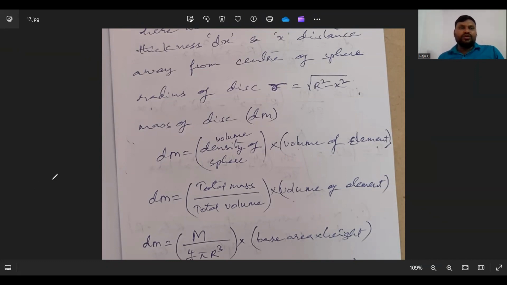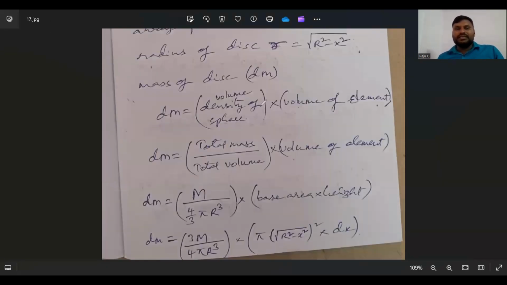To find the mass of the disk, we know that dm is equal to the volume density of the sphere multiplied with the volume of the element. So volume density of the sphere is nothing but total mass by total volume, into the volume of the element. So here dm is equal to m, the total mass, and total volume is 4 by 3 pi R cube. It is a sphere, so 4 by 3 pi R cube is its volume. Next, into the volume of the element. The volume of the element is actually a disk, but it has some small thickness. So it looks like a cylinder of thickness.